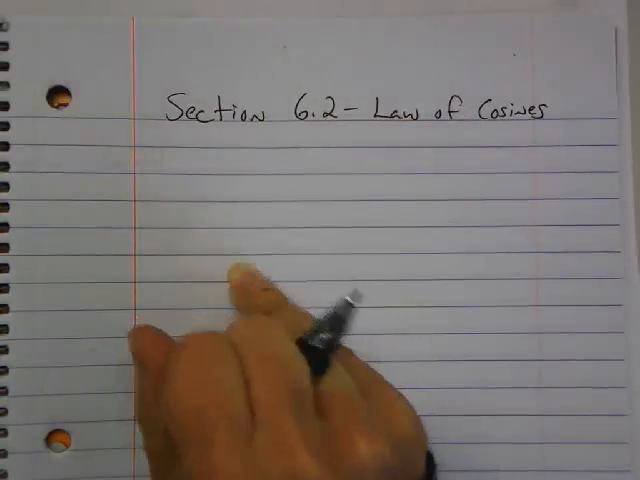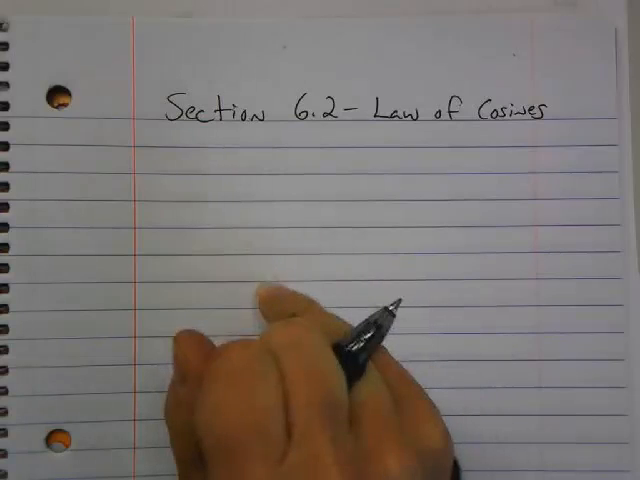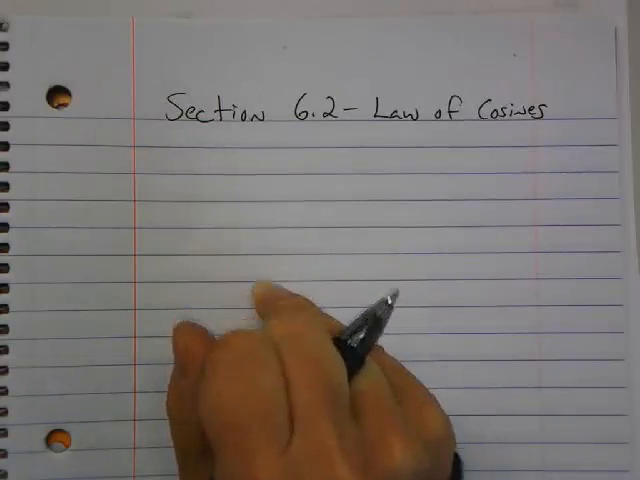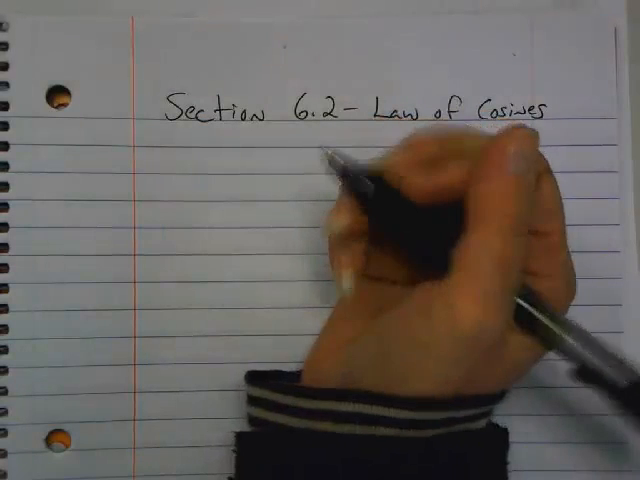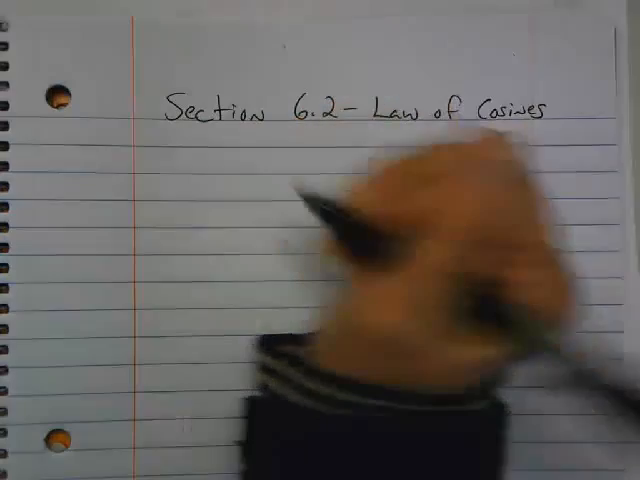Okay, so we're going to use law of sines when we have at least an angle. We're going to use law of cosines when we have sides, or maybe two sides and the included angle.